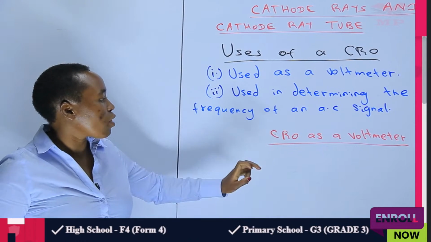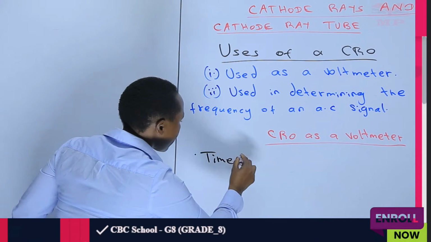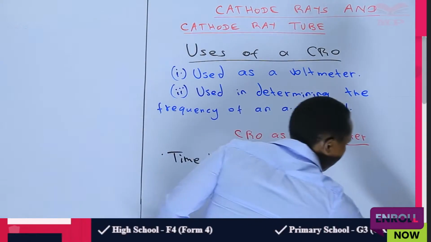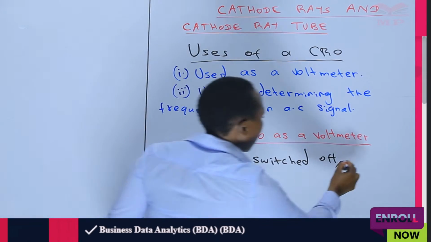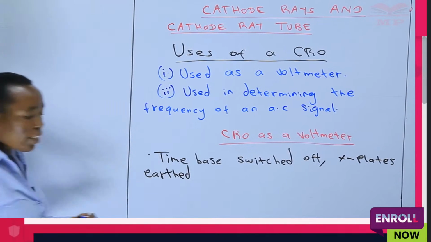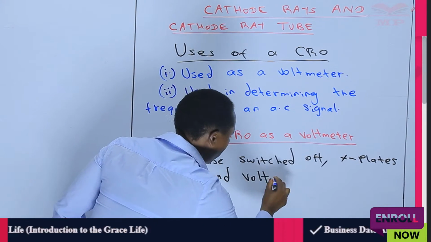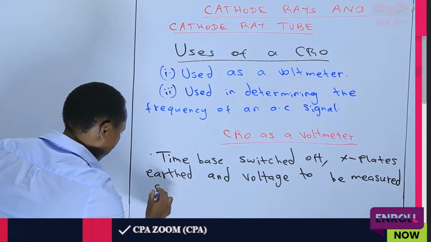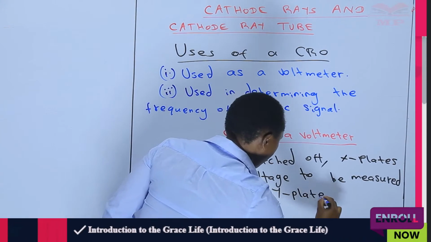So when we are using the cathode ray oscilloscope as a voltmeter, we have the time base switched off, then we also have the X plates earthed, and then we have the voltage to be measured connected to the Y plates. So this is what we are going to have.